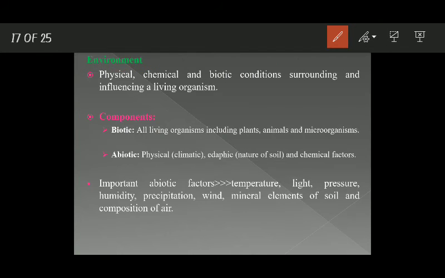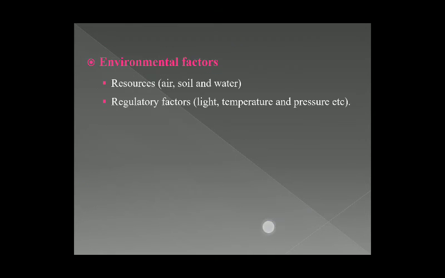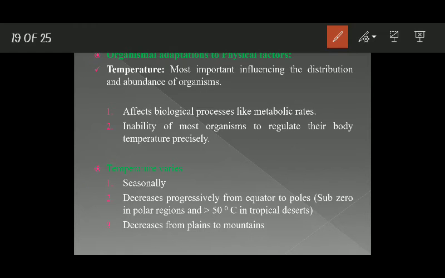some important abiotic factors that greatly influence the distribution and abundance of living organisms include temperature, light, pressure, humidity, precipitation, wind, mineral elements of soil and composition of air. These are some important abiotic factors or environmental factors that have a great bearing on the distribution and abundance of living organisms. Now we'll talk about the organismal adaptations to the physical factors of the environment.